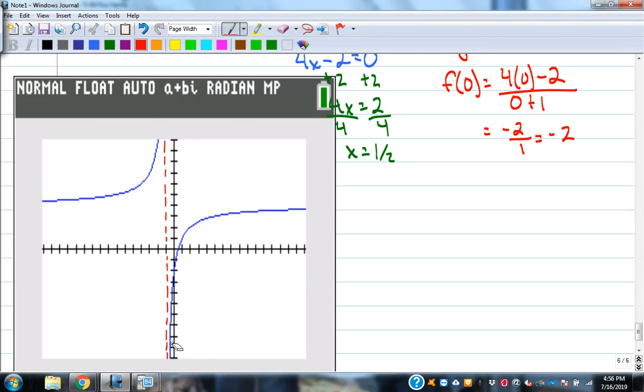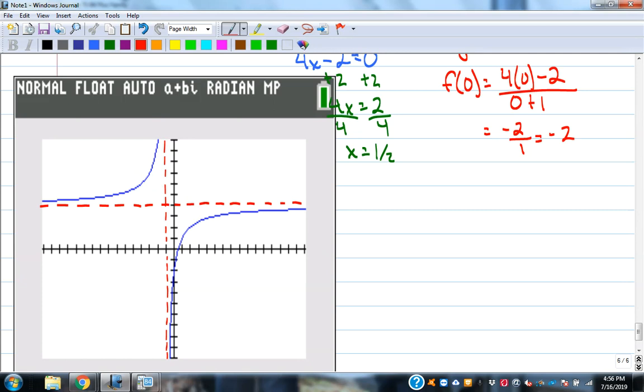We also had a horizontal asymptote at y equals 4. 1, 2, 3, 4. And so if I drew a horizontal line right there at 4, we can see the graph hugging right up against that. That's what the asymptotes do. They kind of guide the graph in which way to go. Okay, that's what their job is.